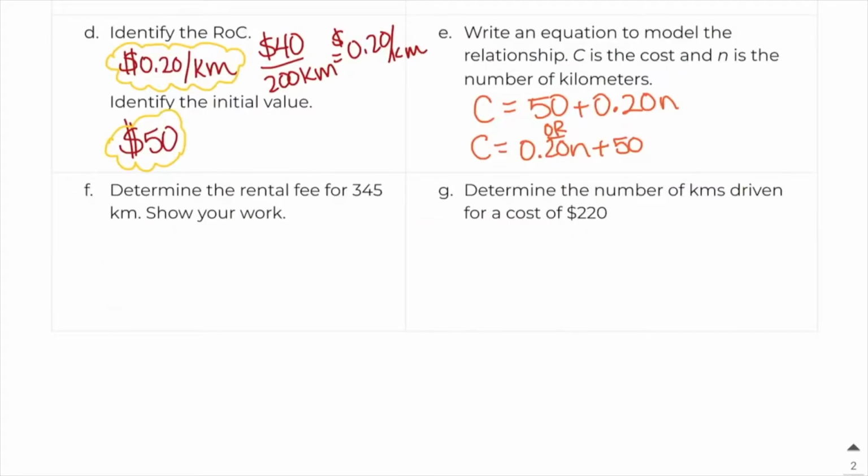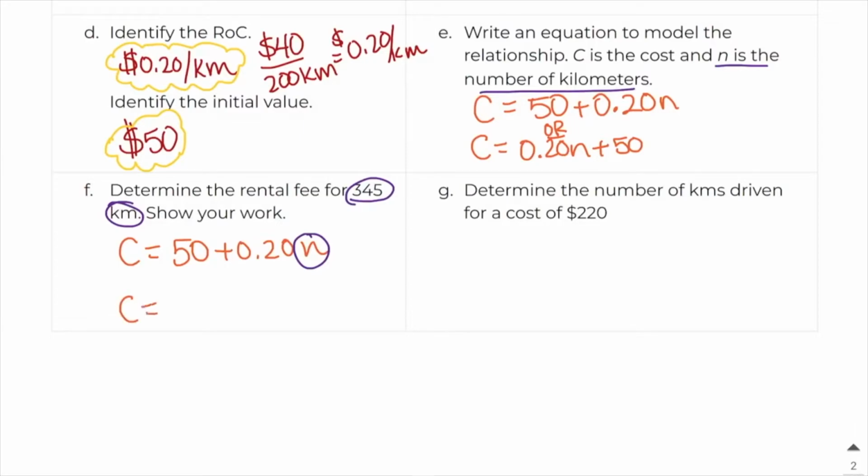Okay. So question F says to determine the rental fee for 345 kilometers. So here we are told that N is the number of kilometers. So what we would do is write down our equation. And because N represents the number of kilometers and we're told it's 345 kilometers, we can replace that N with 345. So this would say C equals. So notice how I replace that N with 345, okay?